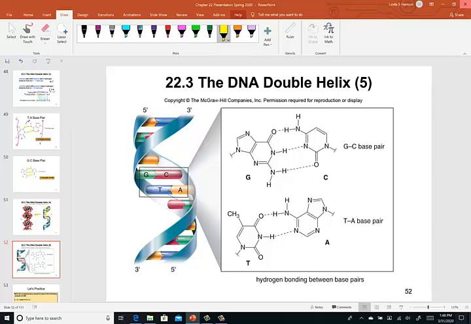And this is just another closer examination when we see the rungs on this ladder. When G binds to C, we have 3 hydrogen bonds. And when T bonds to A, you get 2 hydrogen bonds. That's what's holding the ribbons of the ladder together.